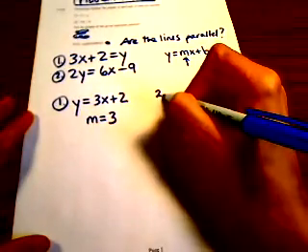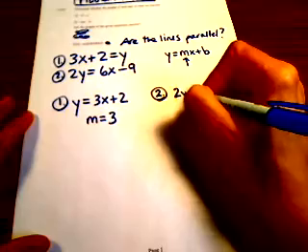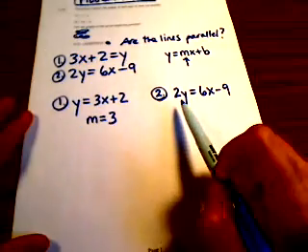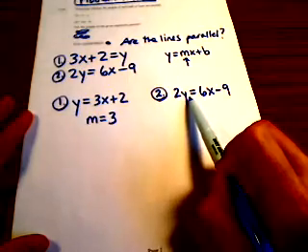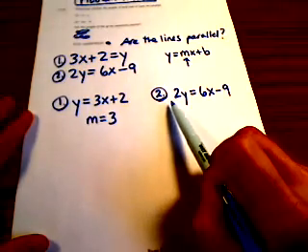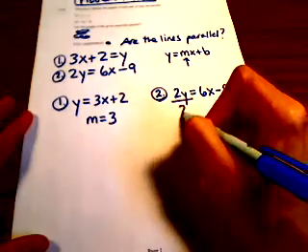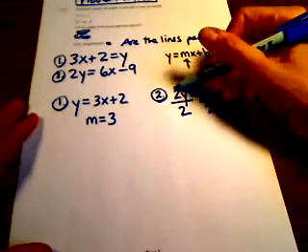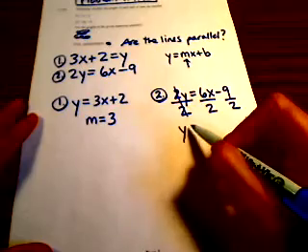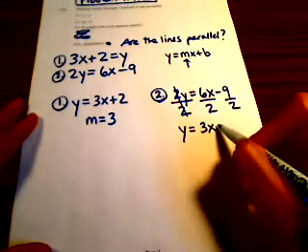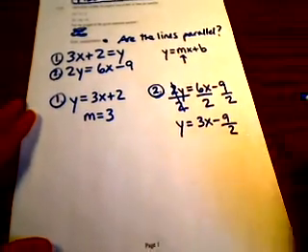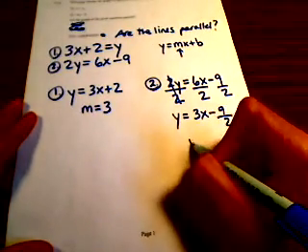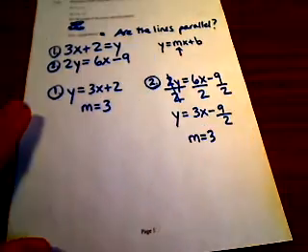For the second equation, what we want to do is solve the equation for y. And since we have a coefficient of 2 on the y, we would want to divide by 2 to get the coefficient to be a 1. Okay, so then we can say y is equal to 3x minus 9 halves. Okay, so here the slope is also 3.